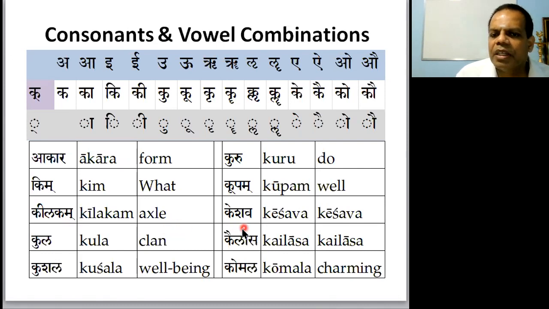Next word is Keshava. Keshava. I think all of you have come across it in many bhajans. At least now you're seeing it written in Sanskrit. Keshava, another name for Krishna is what we normally say.